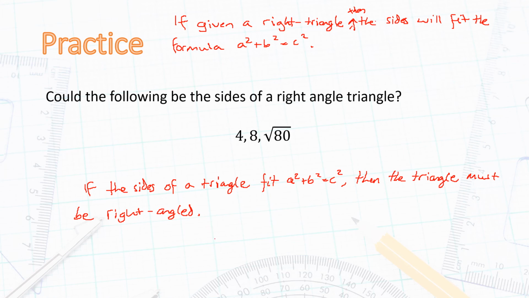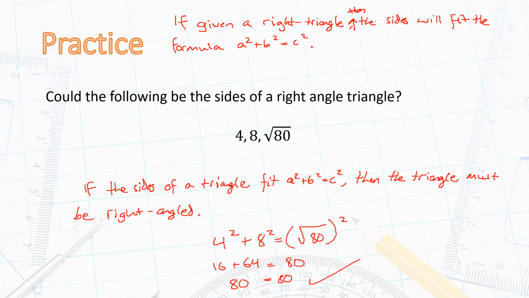So we would check and see, does 4 squared plus 8 squared equal the square root of 80 squared? So 16 plus 64 is 80. So that is a true statement. 80 is equal to 80. So we would say yes.